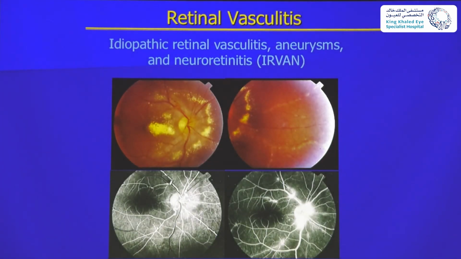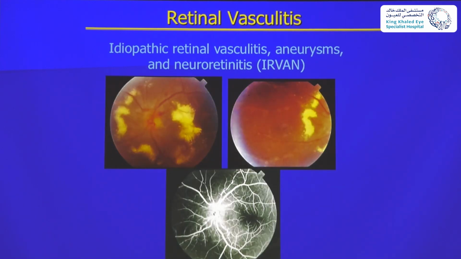So I'll show you examples. So this is a patient. You can see the patient had the classic presentation with a large amount of hard exudates in the peripapillary area and involving the macula. And you can see vascular sheathing here involving the arterioles. IRVAN is a disease which affects the arterioles. On fluorescein angiography, you can see the aneurysmal dilations, which can leak. And the aneurysmal dilation on the optic nerve will leak. So these are the classic features of IRVAN.